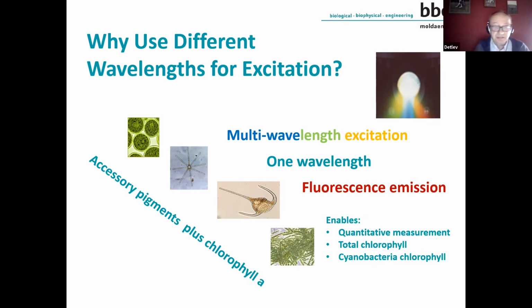So we use the accessory pigments additionally, not only the excitation of chlorophyll A, which gives us much more information. So this also allows us to make a quantitative measurement. When you have only one wavelength, like the blue LED to excite, you get much less information and maybe miss, for example, blue-green algae completely.